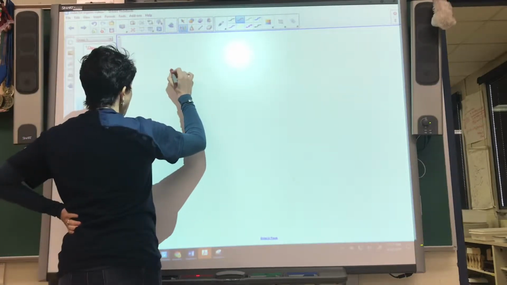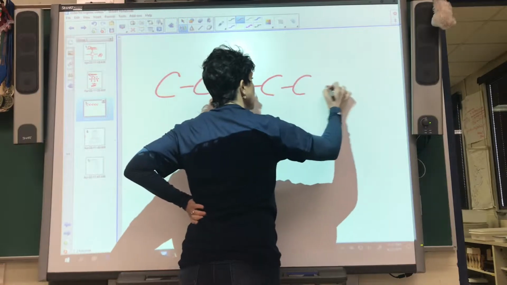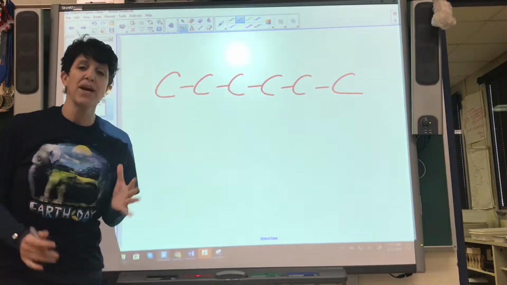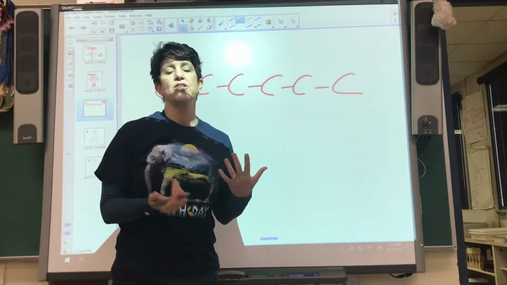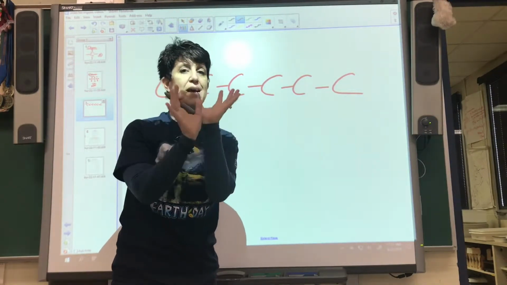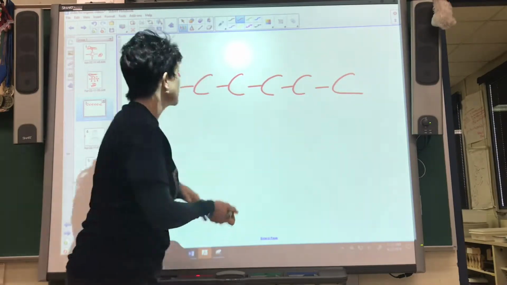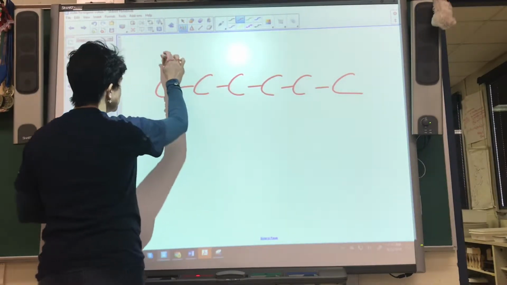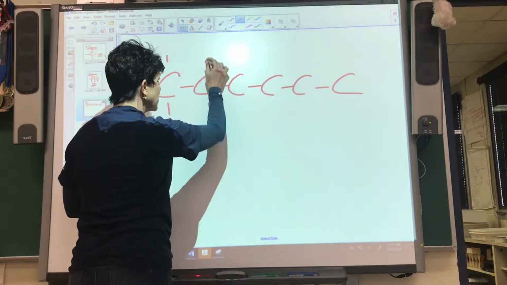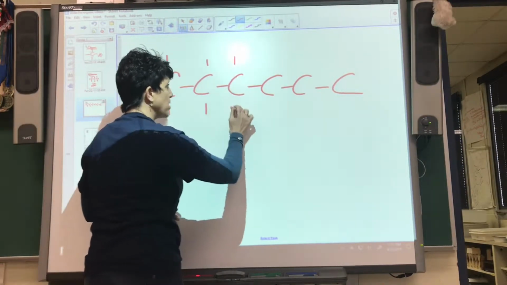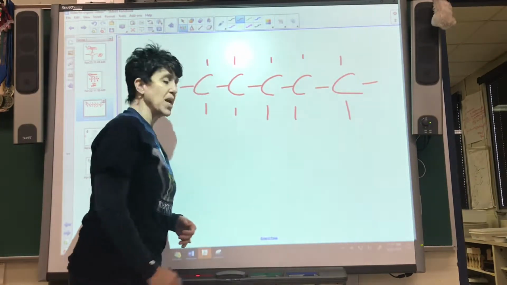So let's say I have 6 carbons. First thing I want to do is put those hydrogens on it. And after a while, you don't have to write the hydrogens on the Regents exam. Please write the hydrogens. But on this, for practice, just draw lines. So here there's only 1 bond, so I would need 3 hydrogens to complete it. This one has 2, so I would just need 1 above and below for each one, and then the end needs 3.